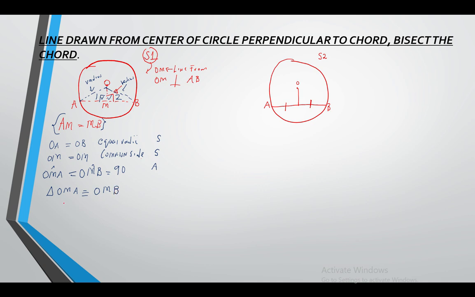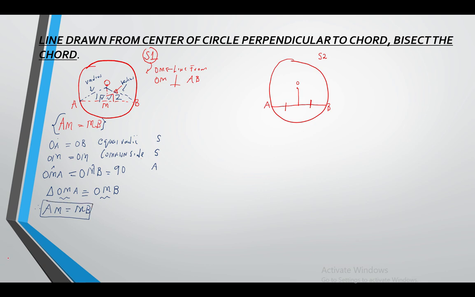Now, if triangle OAM is congruent to triangle OMB, it means the corresponding sides are equal. And I've already said that OA equals OB, meaning that OA in triangle OMA corresponds with OB in triangle OMB. And OM corresponds with OM. Automatically, AM corresponds with MB. So AM and MB are equal. Proven. I have proven that AM is equivalent to MB.